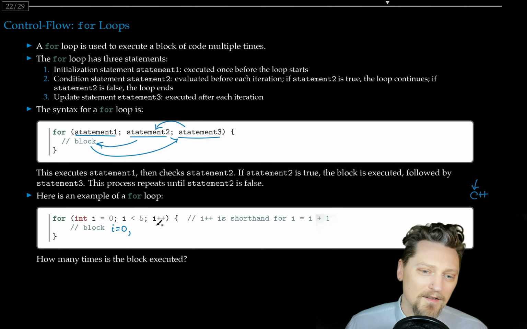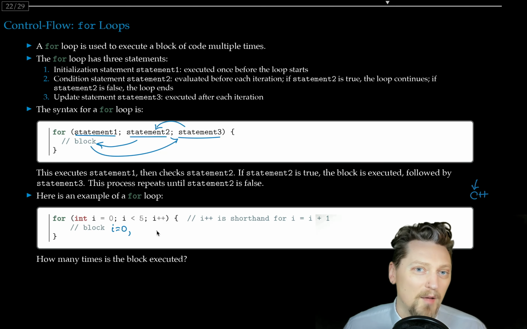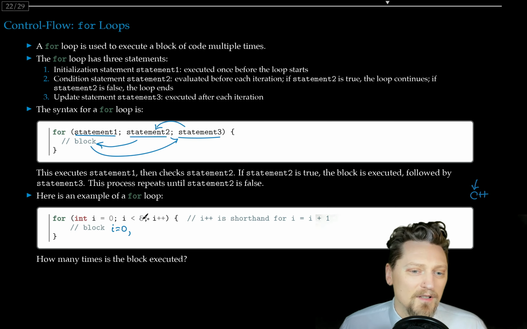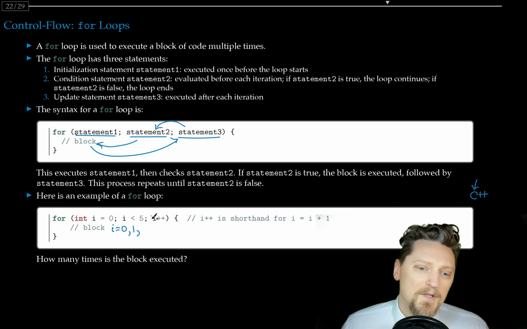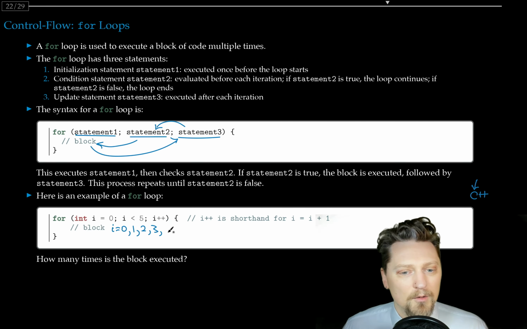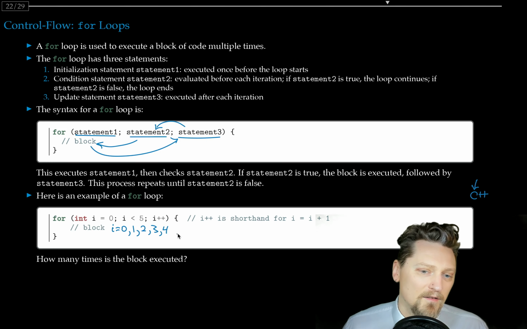Now we're back to the update statement, i++. We're going to add 1 to i, so i is now equal to 1. Now we need to see if it passes our condition. Still less than 5, so it will run the block for i equal to 1. Great. Update, i equal to 2. Still less than 5, so we'll run the block again. Okay, i equals 3. Still less than 5, it's going to run. i equals 4. Still less than 5, it's going to run.